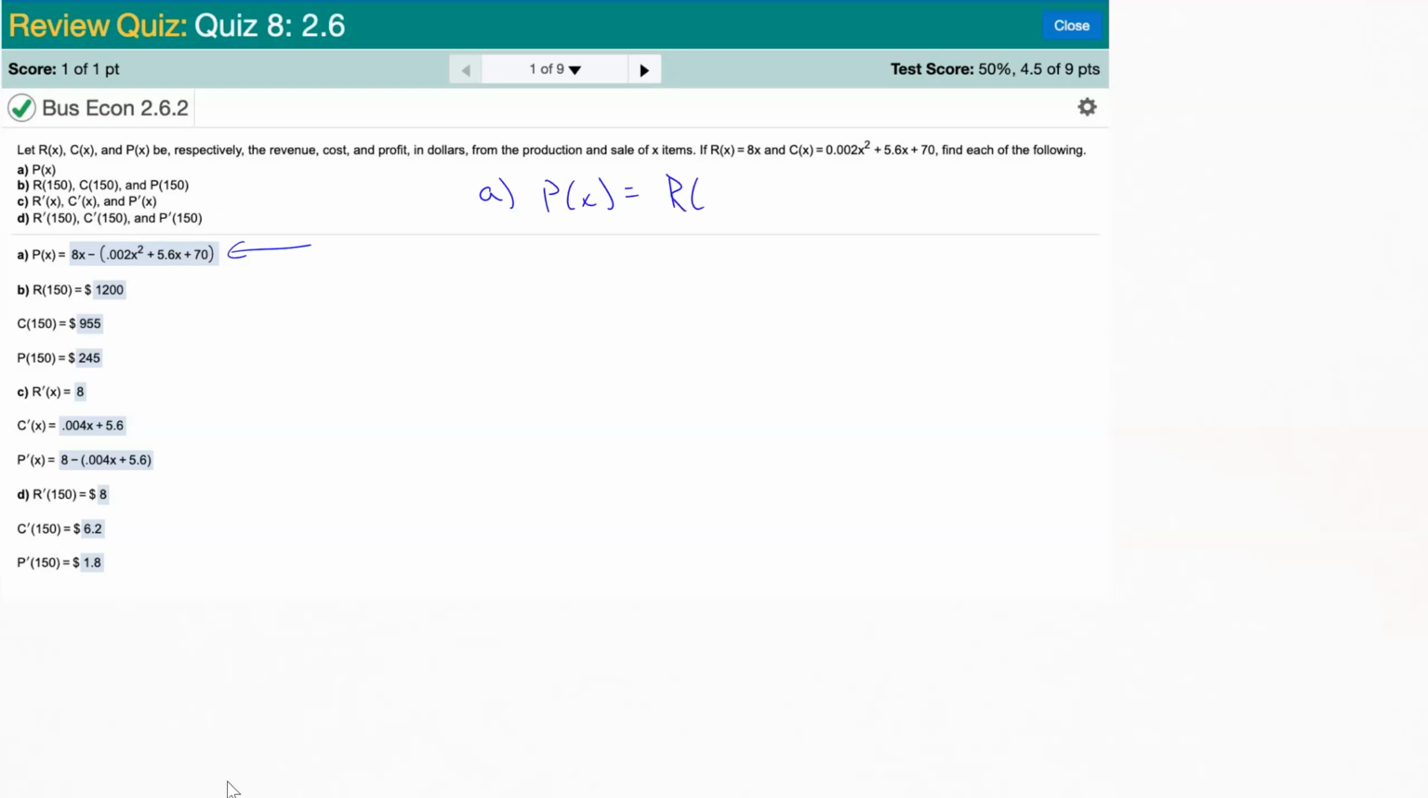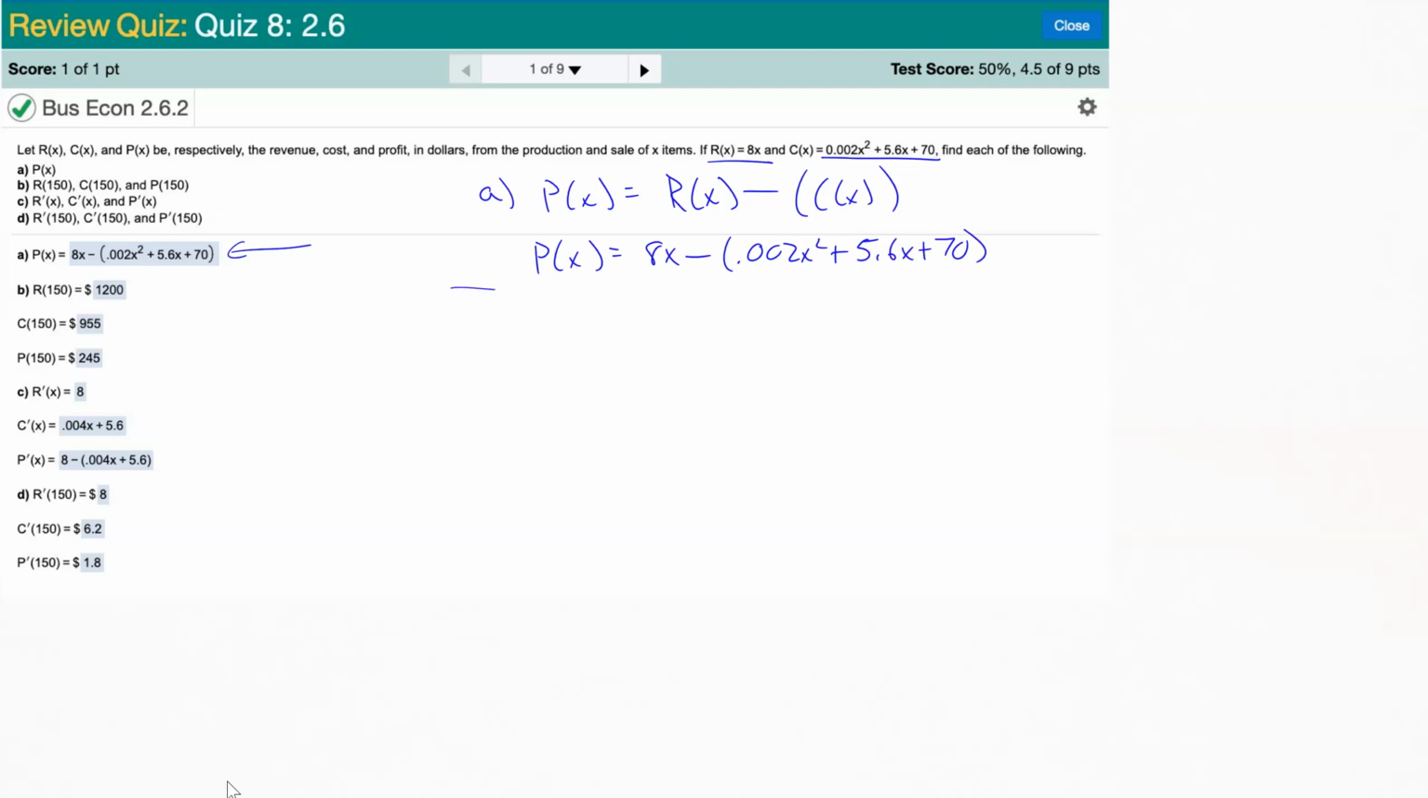The profit equation is always just our revenue equation minus, and then always in parentheses, that cost equation. So our profit equation would equal our revenue equation, which is 8x, minus, and then in parentheses, put that cost equation: 0.002x squared plus 5.6x plus 70. And you can go ahead and just enter it like that.